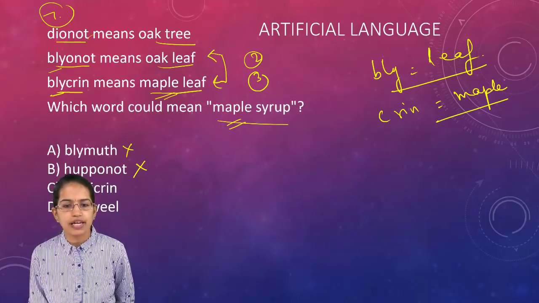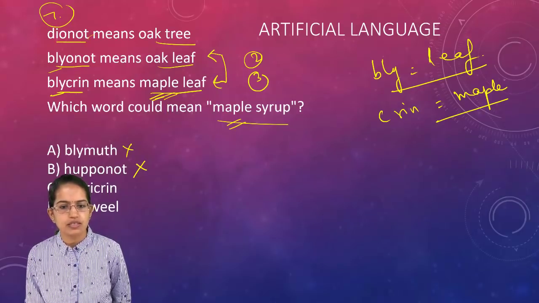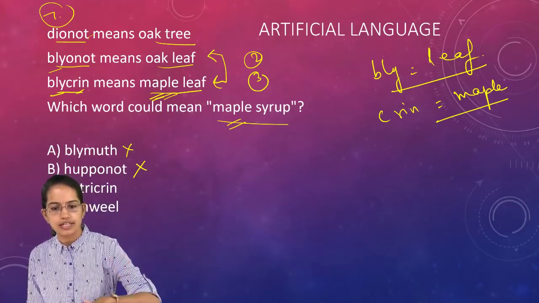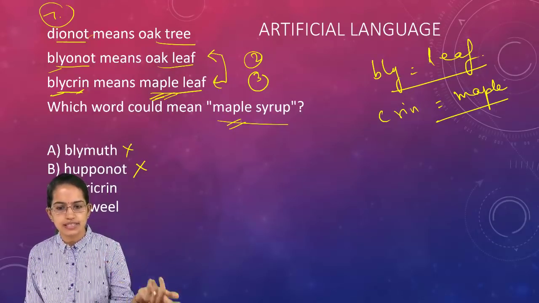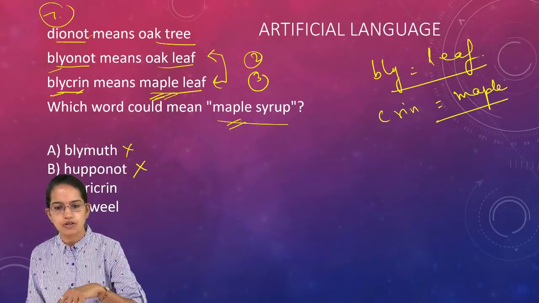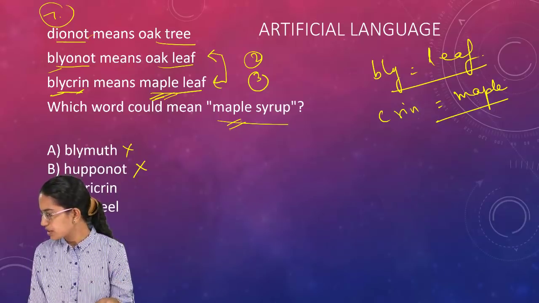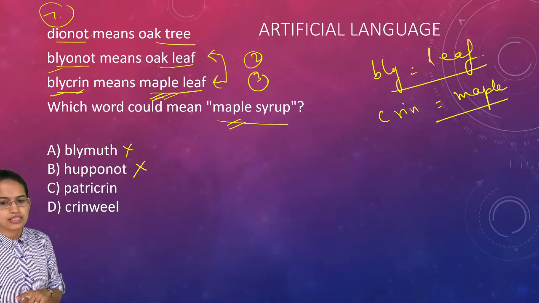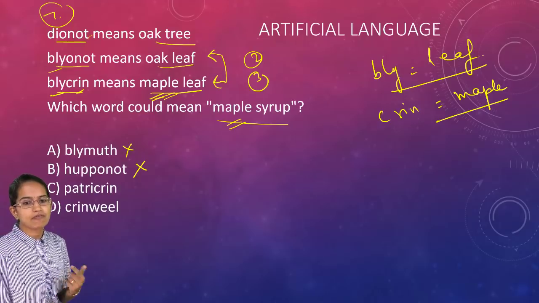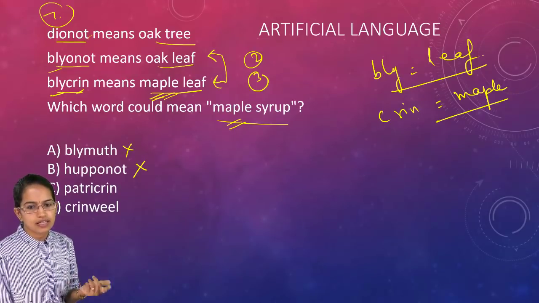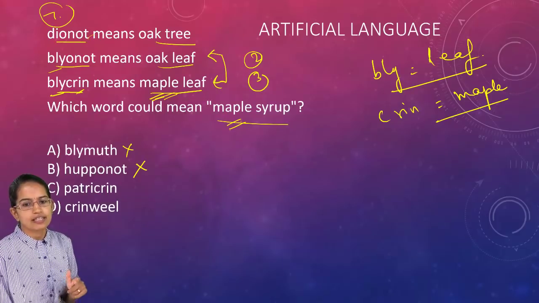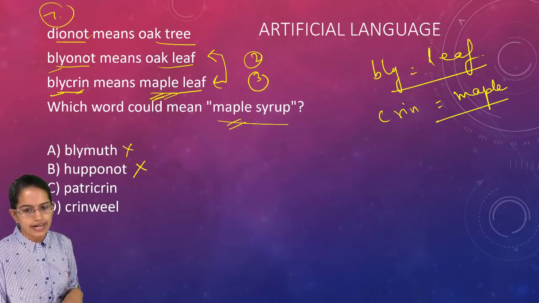Now this maple is kept first, and the option is later on. So here, when the maple is first and the option is later on, where would the crin be? The crin would be in the starting or the end. The crin would be at the end.